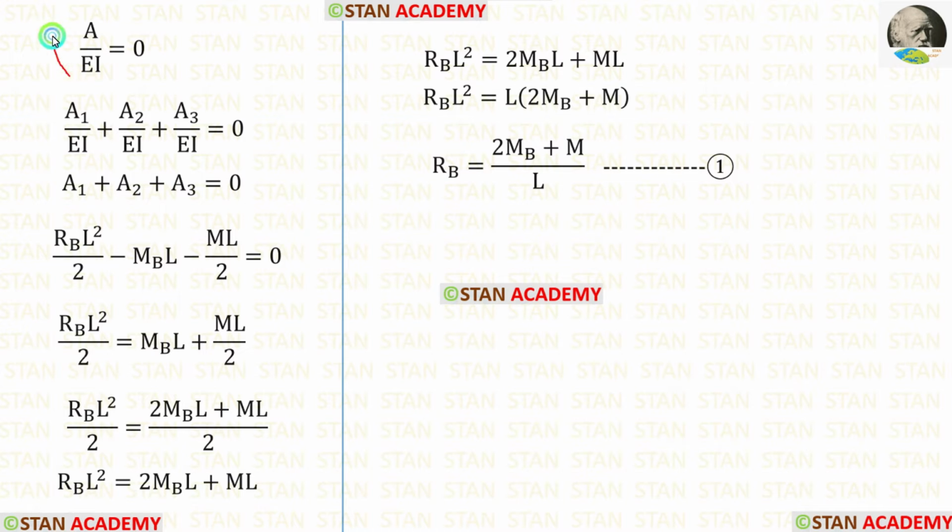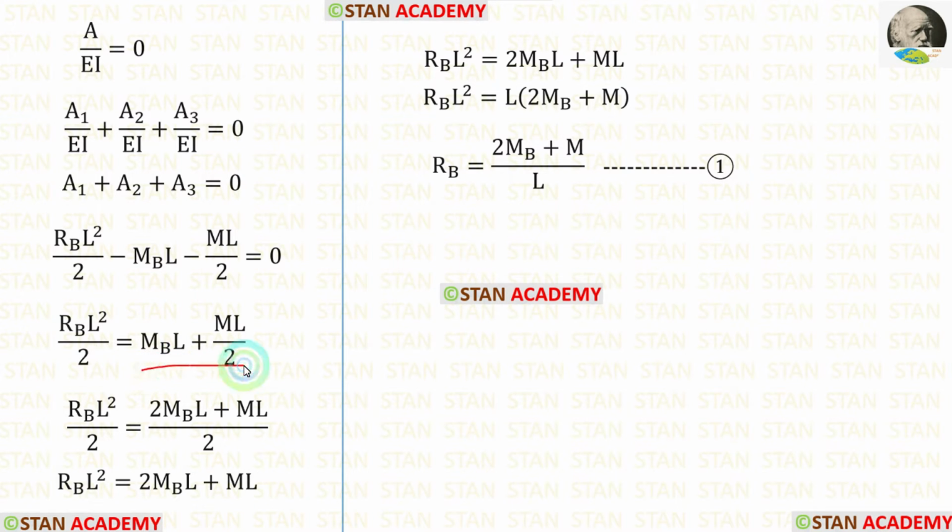We know that A upon EI is 0, but we have separated this area into three parts, area 1, area 2 and area 3. We can take EI outside and take it on the right side. EI into 0, we will get 0. Now let us apply the values of A1, A2 and A3. Let us take these two terms on the right side, so they will become positive.